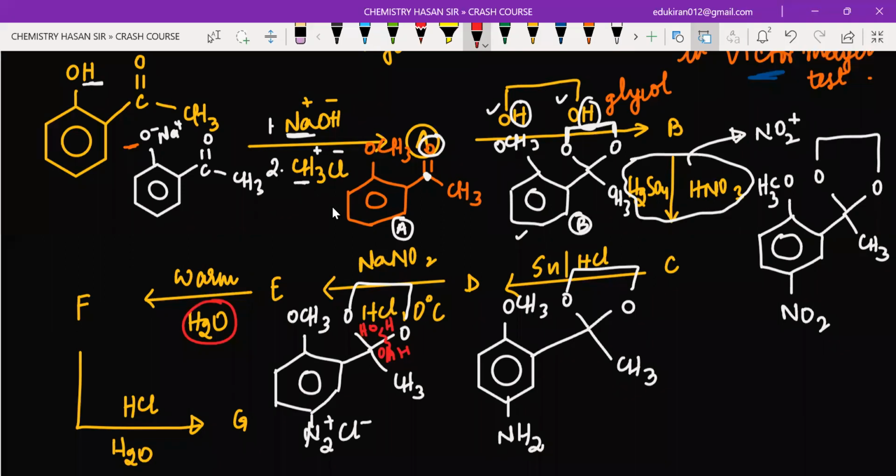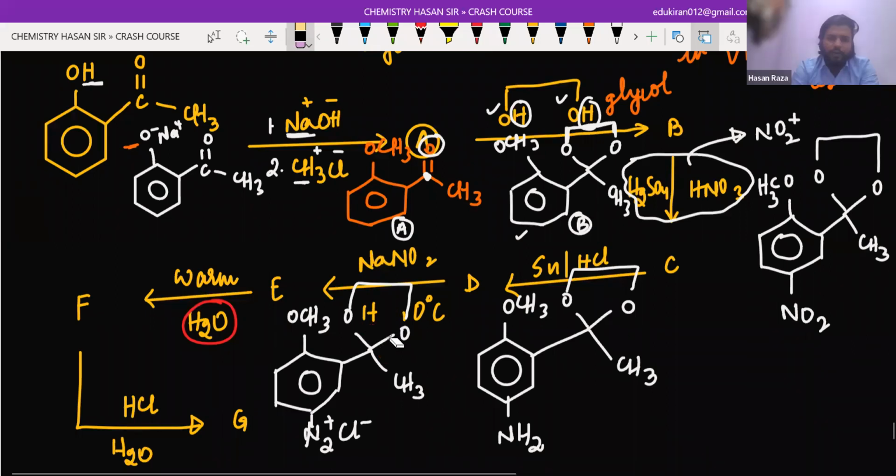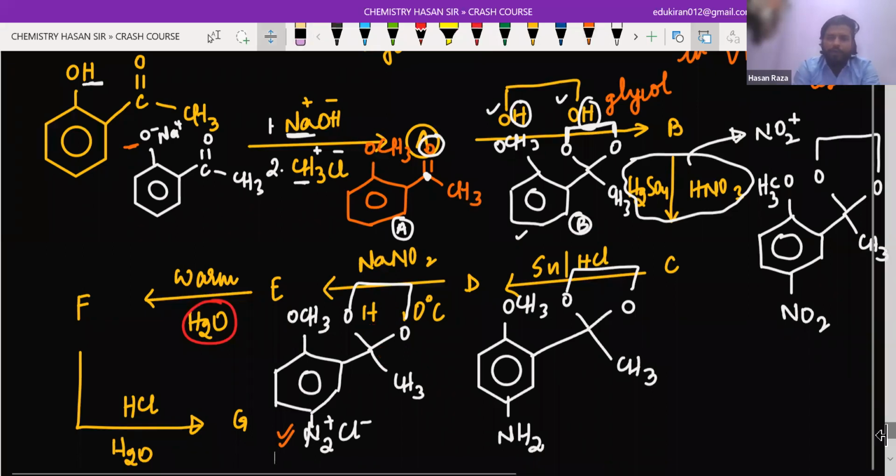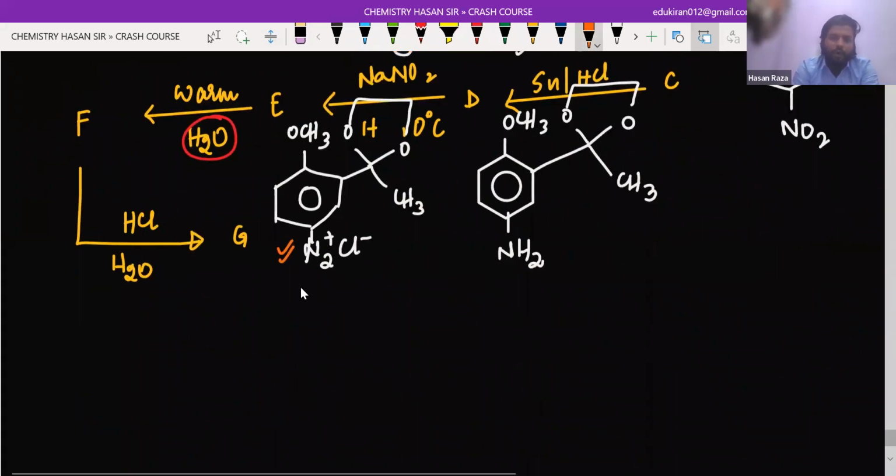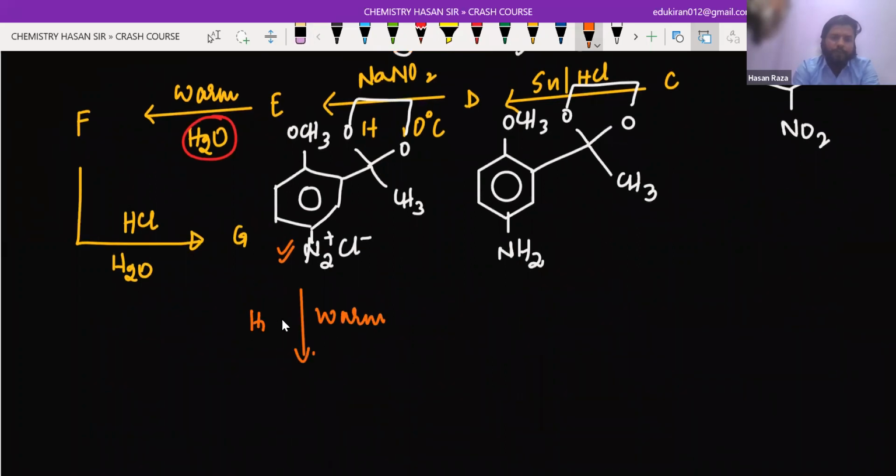Sir, the OH group will attach at the para position if you are going to treat this with warm H2O. Yeah, got it. This benzene diazonium chloride will be converted into OH with warm H2O. So this N2 plus Cl minus will be converted into OH, and the rest of the part will be as it is.